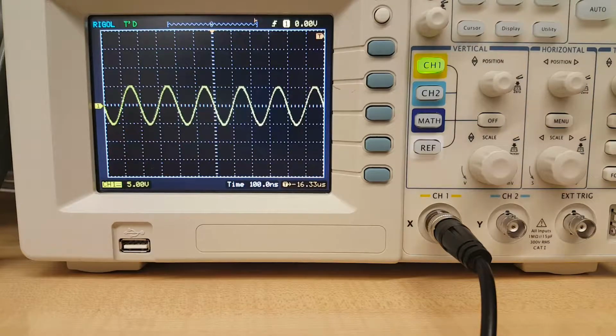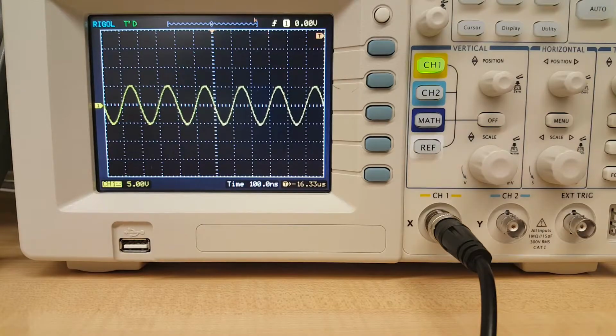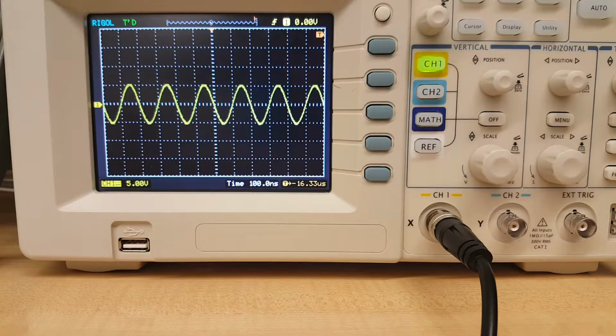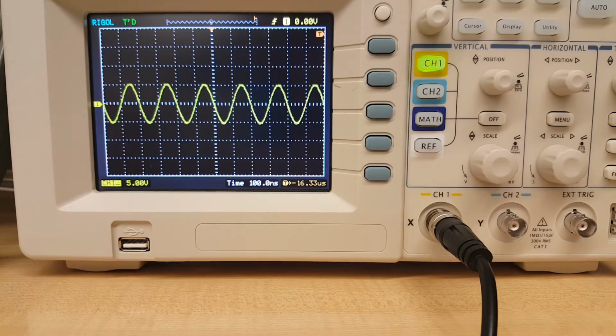So if I type that in my calculator, 200 times 10 to the negative 9th gives me 2 times 10 to the negative 7th. If I take the inverse of that, you end up with 5 million. So the frequency on this one is actually 5 million hertz. Hopefully you got that answer.